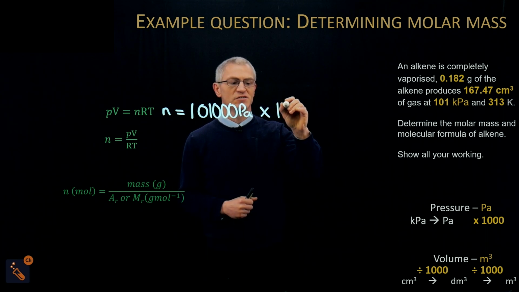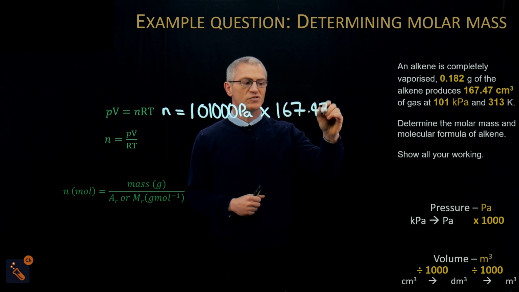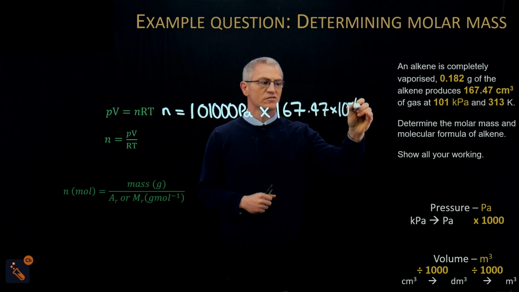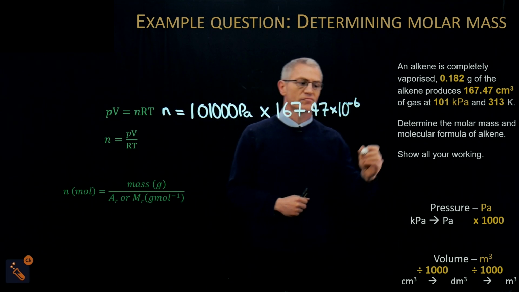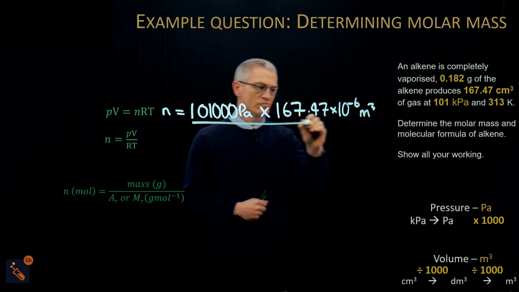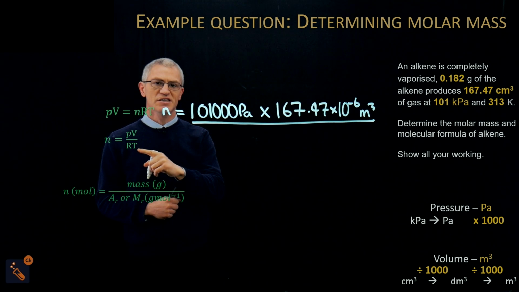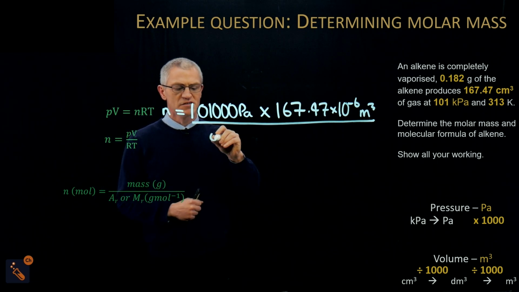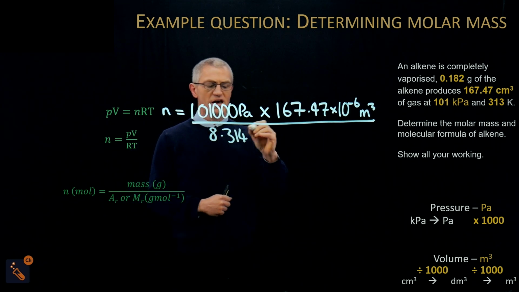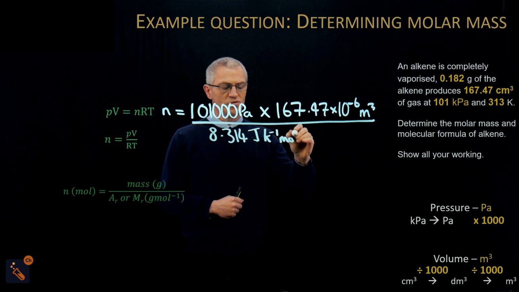But I'm going to do the calculator version, so I'm just going to put 16747, and I'm going to times that by 10 to the -6. Right, and that is now in metres cubed. Okay, and then we do our division. Our division here is RT. So R is 8.314. Okay, and the units are joules per Kelvin per mole.